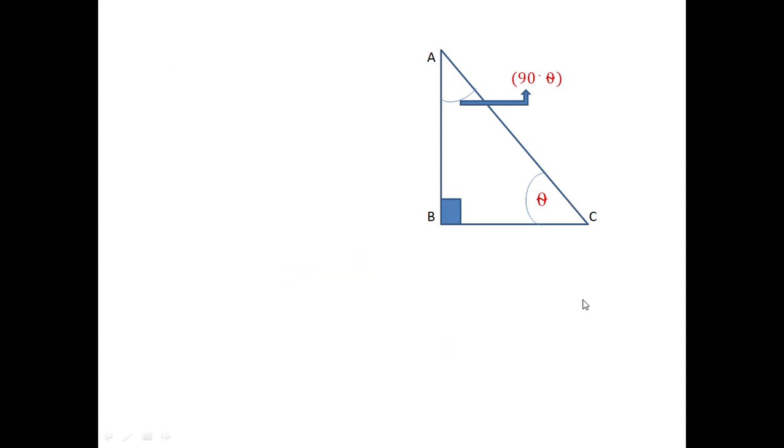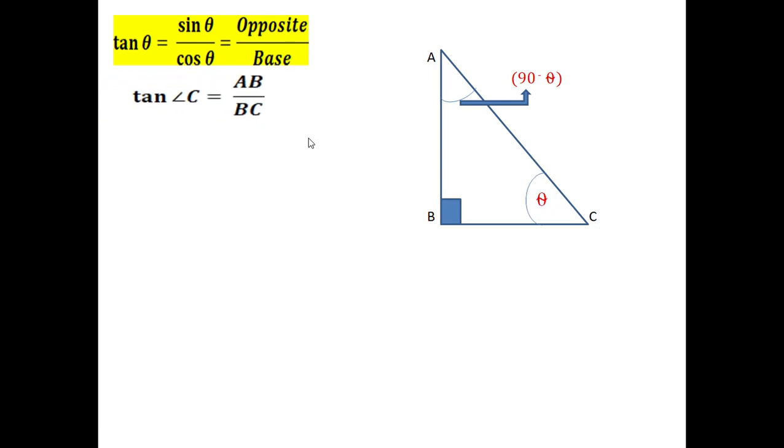Now let us come to the third ratio. Third ratio is tan theta, and that is defined as the ratio of sine to cos. Sine is opposite by hypotenuse, cos is base by hypotenuse, so ultimately we shall get opposite by base. So remember this part: tan theta is sine theta by cos theta, and that is opposite by base. For this angle C, tan of angle C will become opposite by base, so AB by BC. Similarly, tan of angle A will be BC by AB.